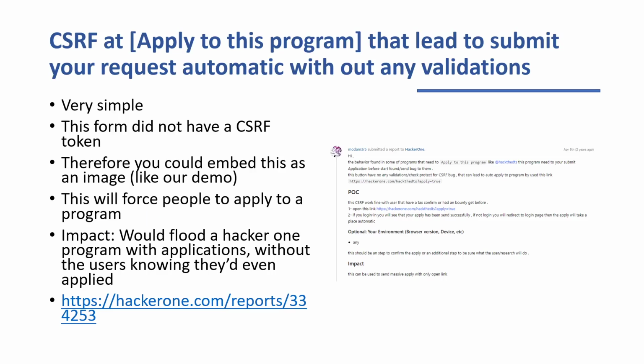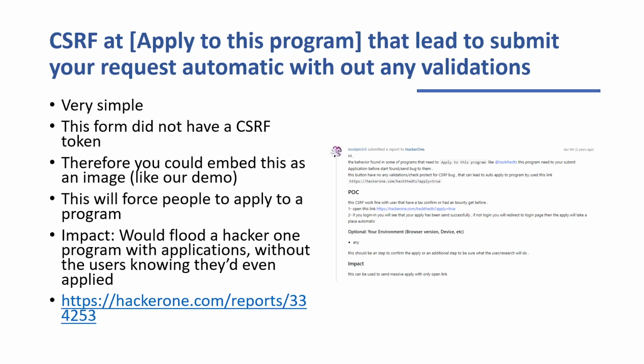So we'll start with the very basic, like we usually do, and work our way up to something more complex. This is a CSRF on a program application that lets you submit a request automatically without any validations. This is a very, very simple bug. The form didn't have CSRF protection via a token. Therefore, you could embed this as an image, just like in our demo, and it will basically force anyone who visits that page to apply for that program. And it really just floods a HackerOne program with applications, even without the user knowing they'd applied.